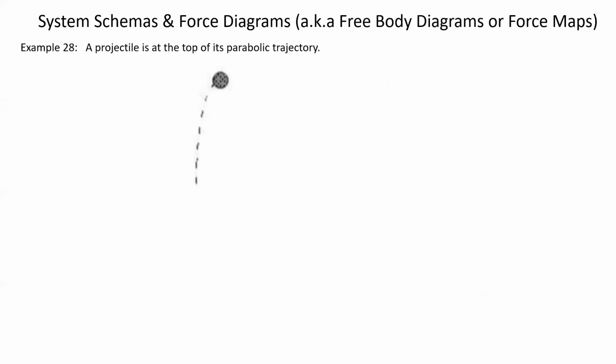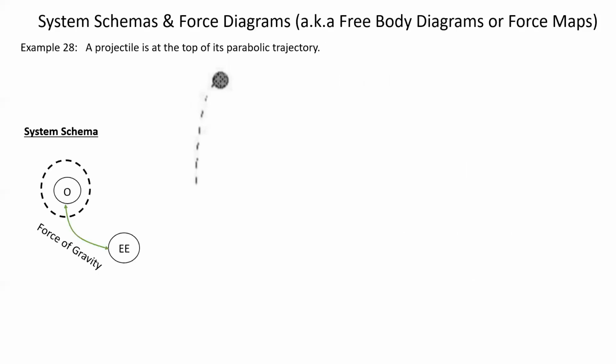A projectile is at the top of its path. In this case, again, the system schema would show just one interaction, the force of gravity. And again, the gravitational force is unbalanced. Therefore, the net force would be just simply the gravitational force.